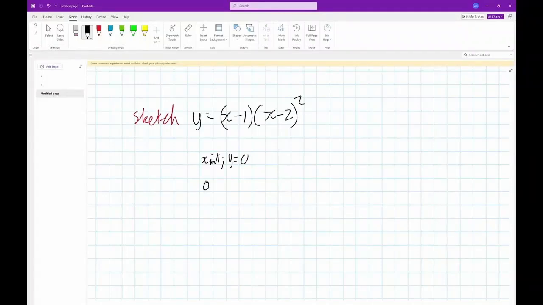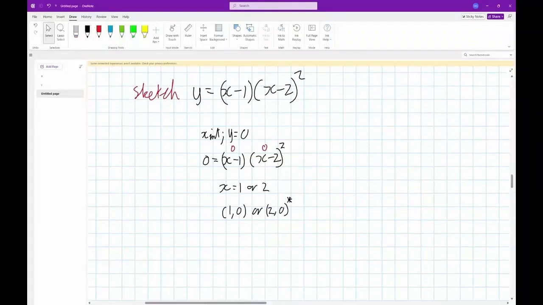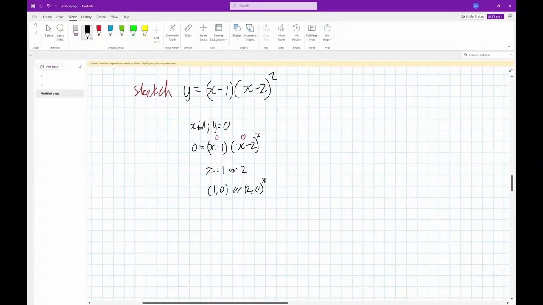And so that means that 0 is going to be equal to (x minus 1)(x minus 2) all squared. And of course, using our null factor law, we need to make both of these brackets equal to 0. And so therefore, x is going to be 1 or 2. And our coordinates will be (1, 0) or (2, 0). And when we have a squared, one thing that I like to do is put a little asterisk here just to signify that that is the squared intercept. We also need to find our y-intercept.